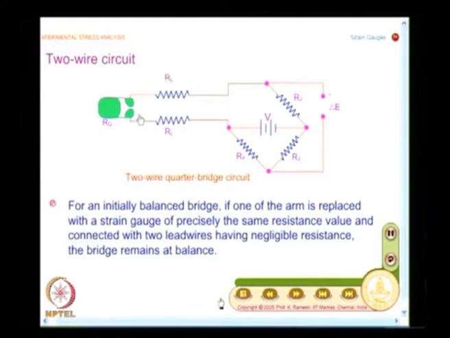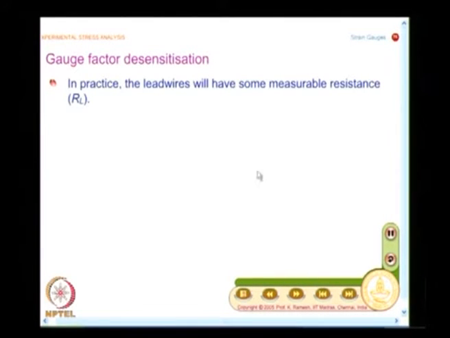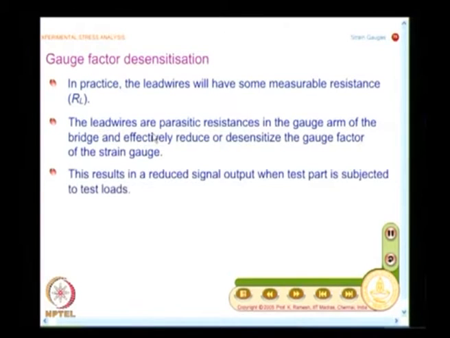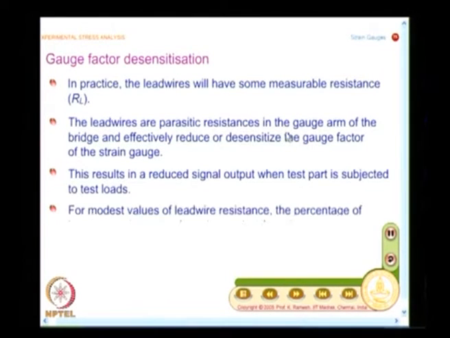So, what you will have to look at is, when somebody gives you a strain gauge, you will naturally connect it like this. You may normally ignore what is the role of this lead wire resistance. We will look at what is its role and what way it modifies your measurement of strain. You will have to note that lead wires are parasitic resistances in the gauge arm.